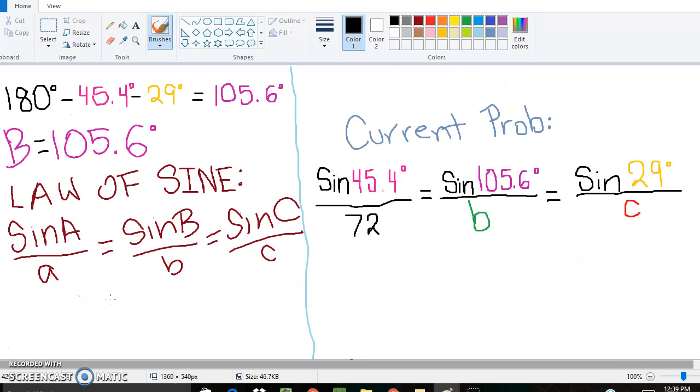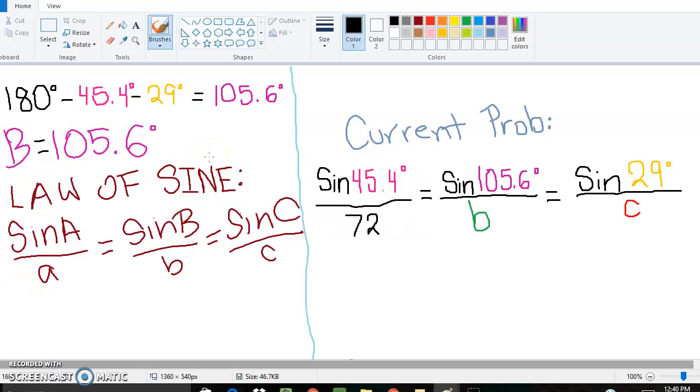So now we're going to be solving for the three unknowns. We know that a triangle adds up to 180 degrees. And if we have two angles, then we can subtract those two from 180 to get the third angle. So here we're subtracting 45.4 degrees and 29 degrees from 180, and the third angle will equal 105.6 degrees. So angle B is 105.6 degrees.